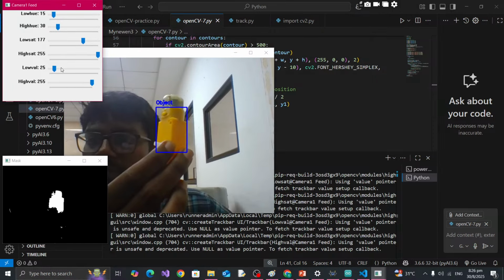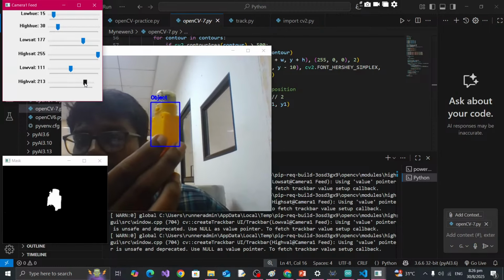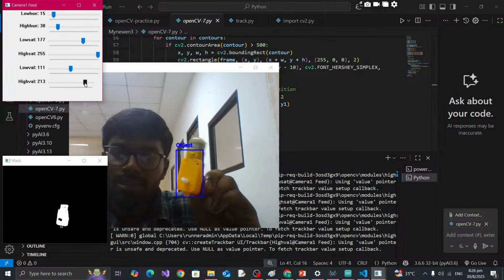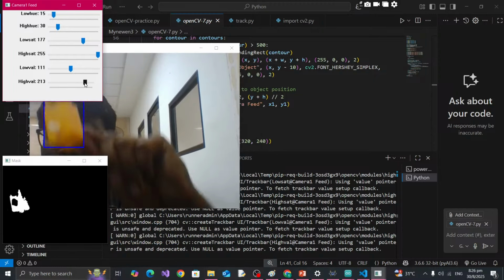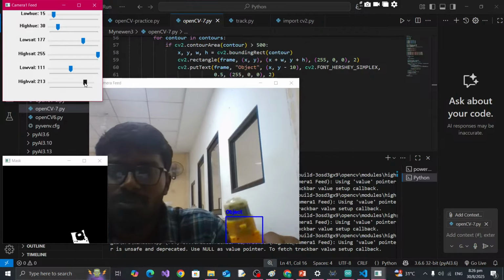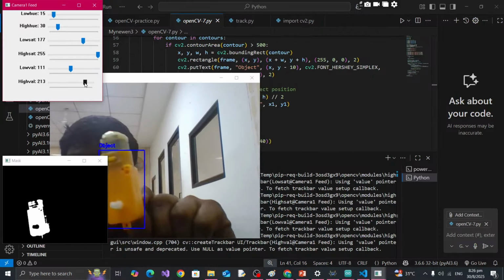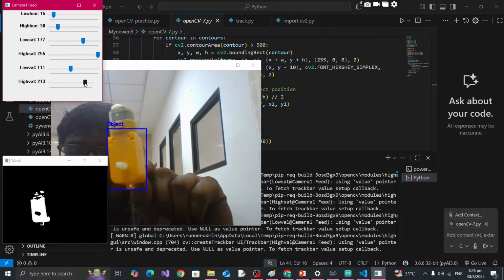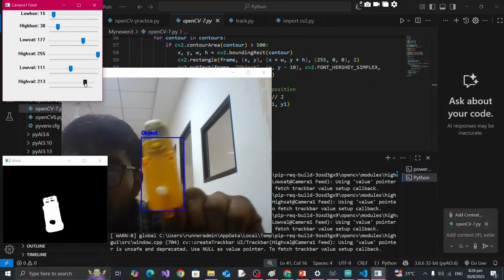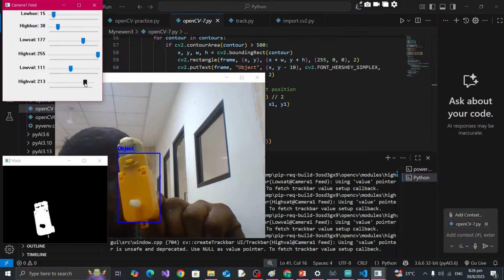You can see I can make my program only detect this object. You can see my frame is moving while I'm moving this object. So you can do some cool stuff like this using OpenCV. I can embed this OpenCV inside my microcontroller, and we can do some cool stuff.